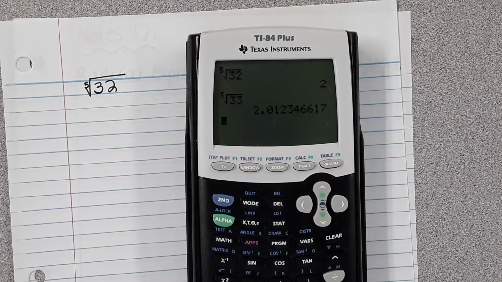What questions do you have on how to use your calculator? Did that help?